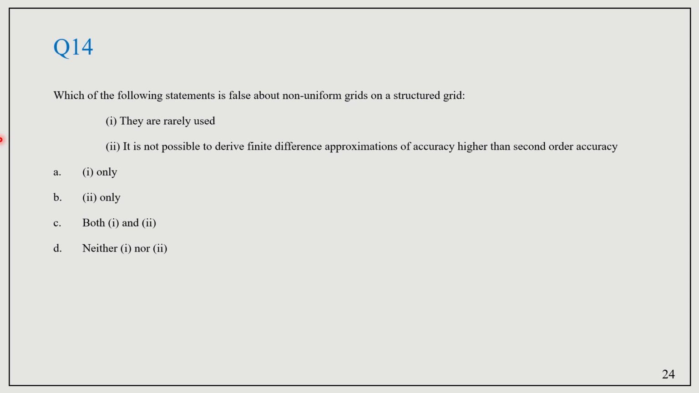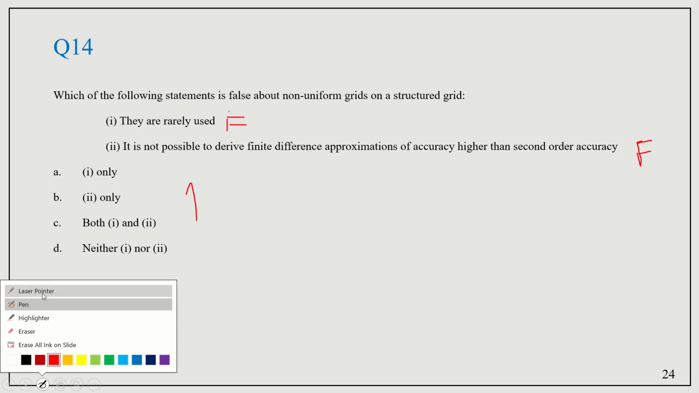In the second one, it is mentioning that it is not possible to derive finite difference approximations of accuracy higher than second order accuracy. Again, this is a false statement, because third order, or whichever higher order, can also be derived, and it is possible. So the question is about identifying the false statements, and both the statements are false. So the answer is option C, both 1 and 2, is the right answer.